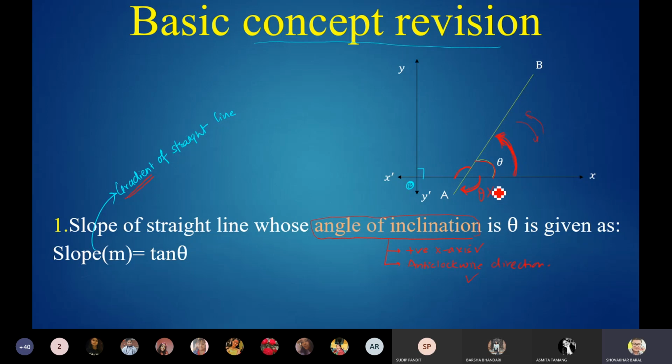So try to understand the basic things. The slope of a line is given as tan theta. I hope you copied this. Let's go to the next one.